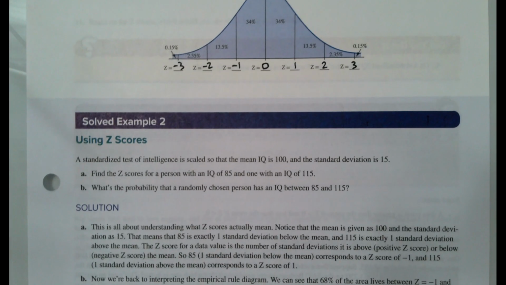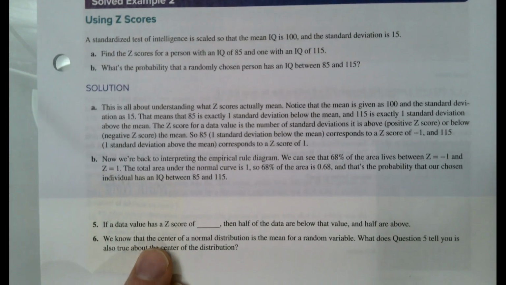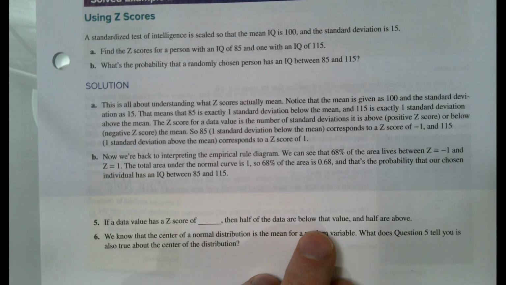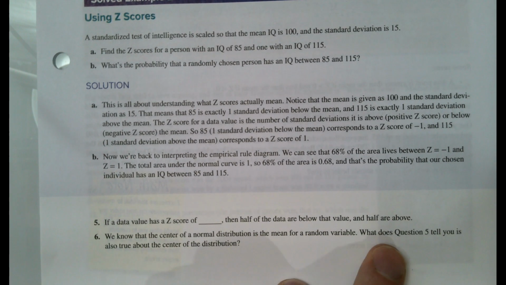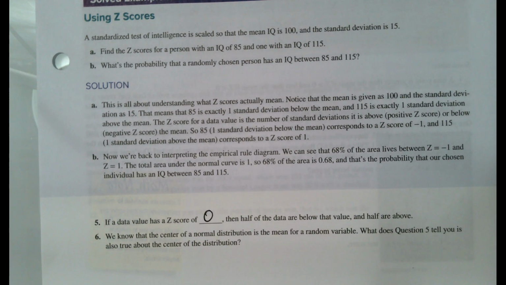Okay, so question 5 says, what happens if a data value has a z-score of blank? Then half of the data are below that value and half of the data are above. Well, it'd be 0, right? Because that's the marker of 50% above and 50% below.